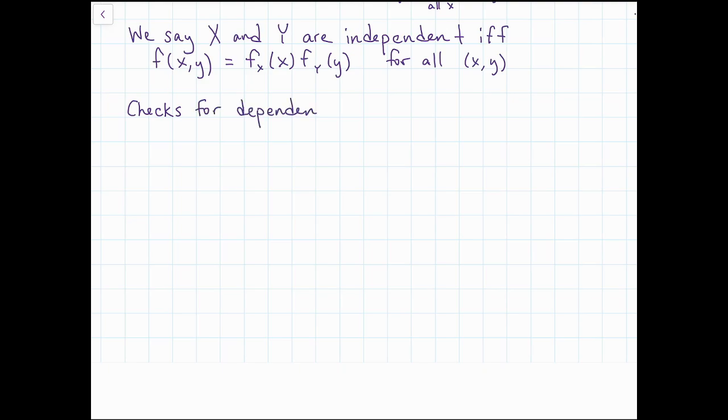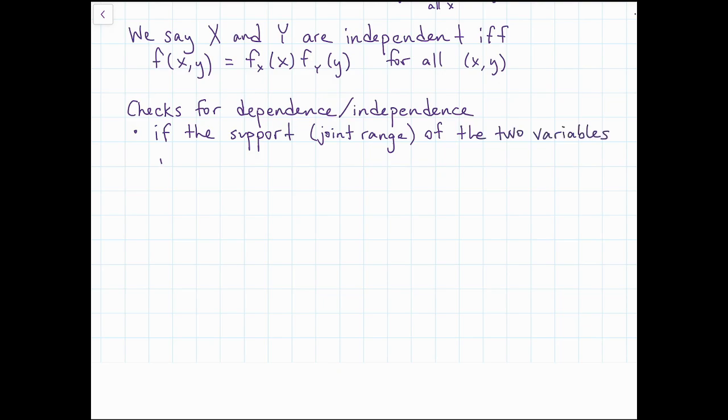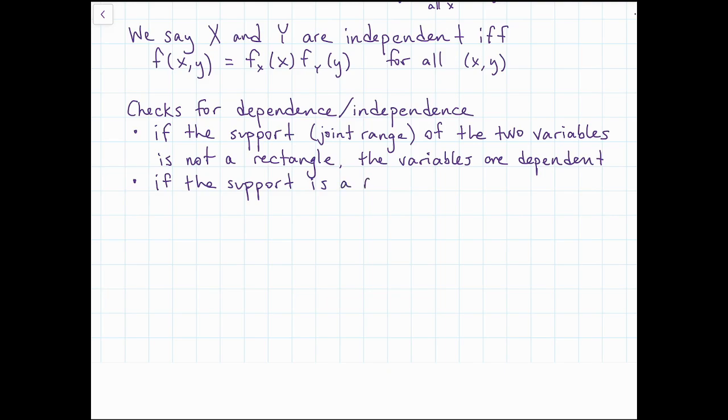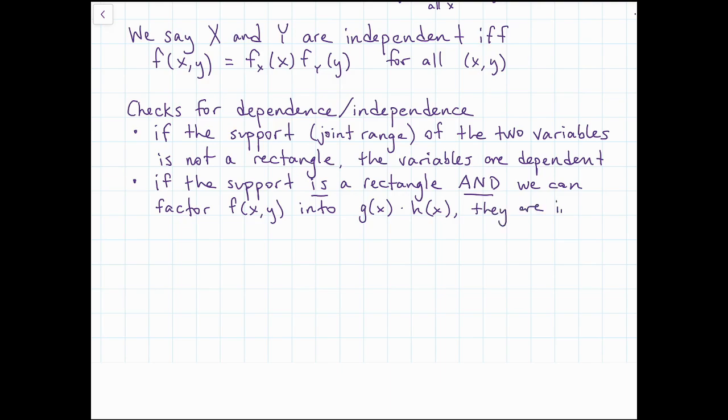There's some neat things that we can do to check for dependence or independence in the continuous case. As before, if we have the joint range or the support of the two random variables being something other than a rectangle, then we definitely know that we have dependence between the two random variables. If it's, say, the entire xy plane, that's fine, but if it's anything other than a rectangle, that's no good. But if the support is a rectangle, and we can factor f of xy into some function of x times some function of y, then they are independent.